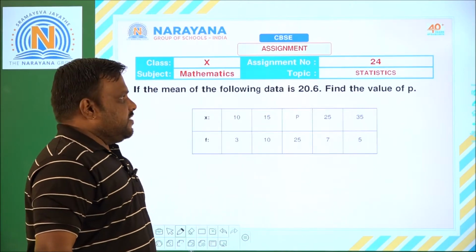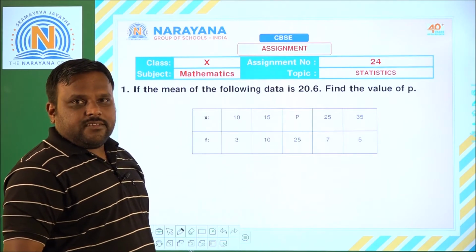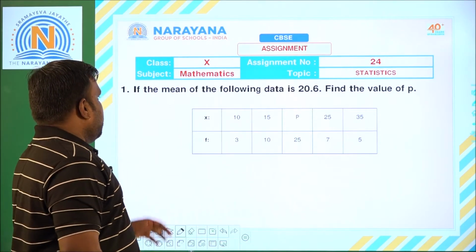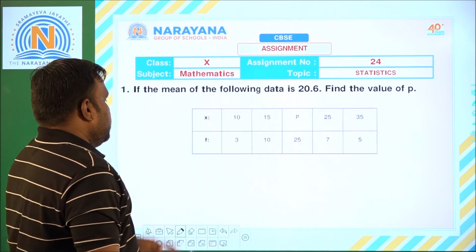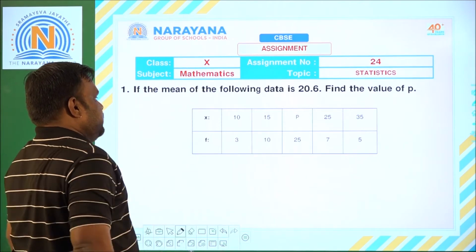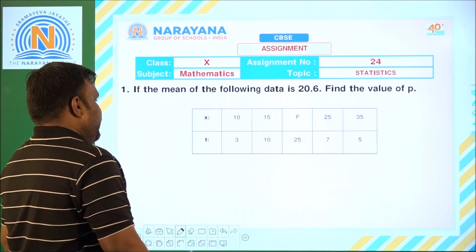Today we are going to discuss assignment number 24 based on statistics. Let us start with question number 1. If the mean of the following data is 20.6, find the value of p. Here also the mean is already given for us. We have to find the value of p.